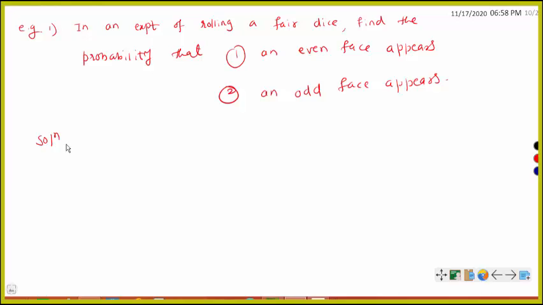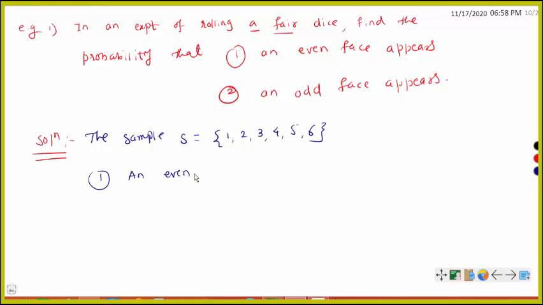Solution. The experiment is rolling a fair dice. When we roll a fair dice, the sample space S is equal to 1, 2, 3, 4, 5, 6. First, we are given that an even face appears on the uppermost face of the die.